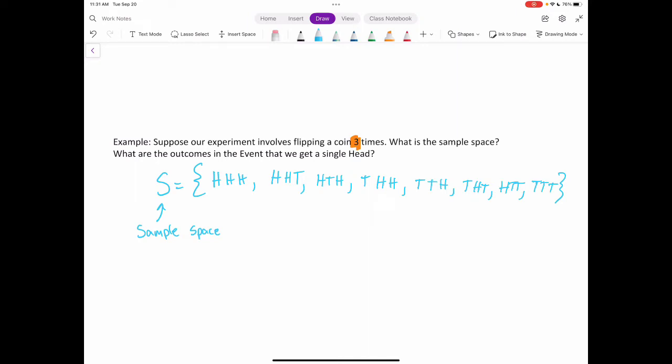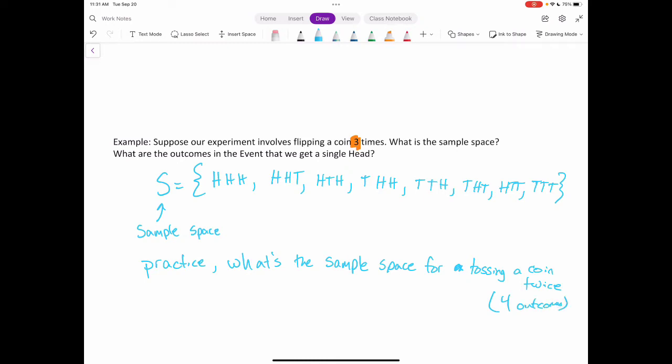A good practice, I want you guys to practice this at home. Practice what's the sample space whenever we toss a coin 2 times. A coin twice. Okay, so see if you can come up with the sample space for that. And I'll let you know for that one, there's going to be 4 outcomes in that experiment. So that'll be good little practice for you guys to go through. Anyways, that is our sample space whenever we flip a coin 3 times.